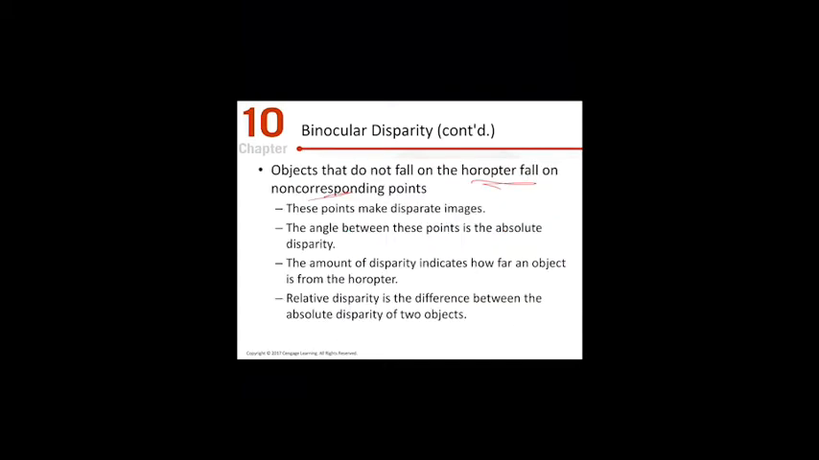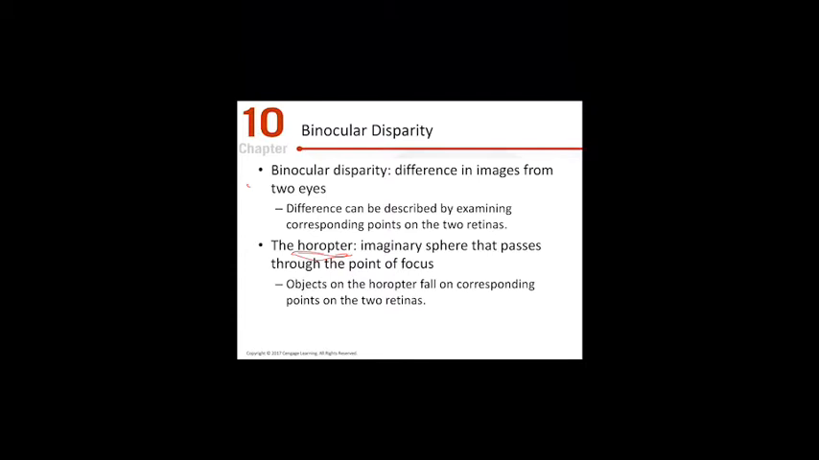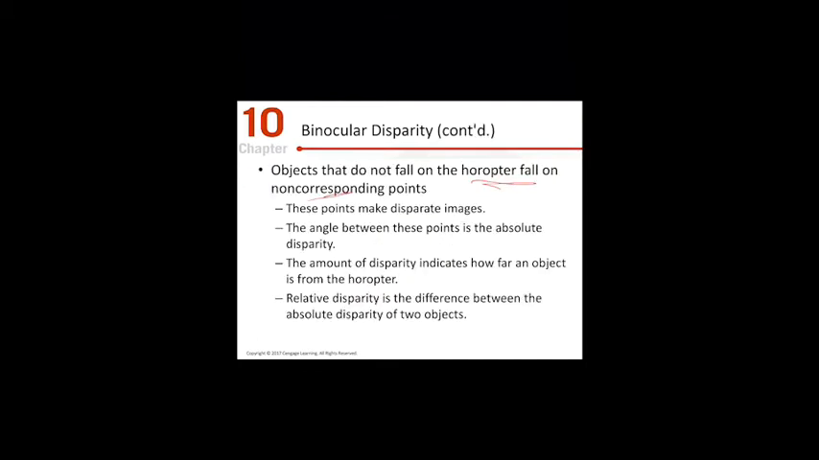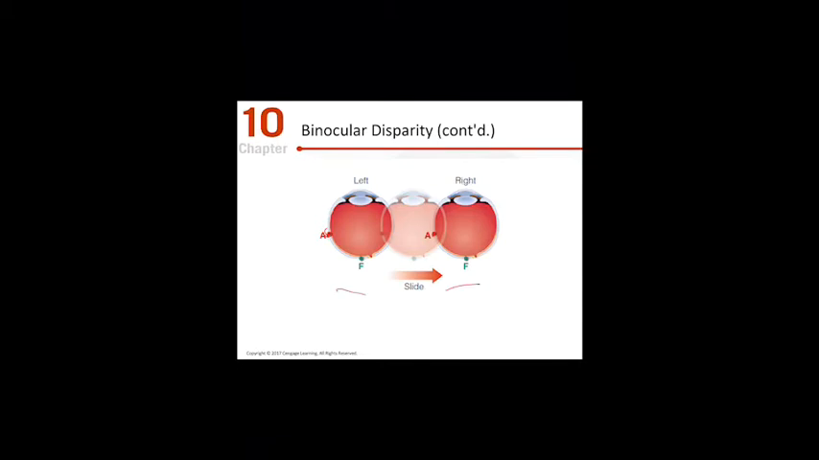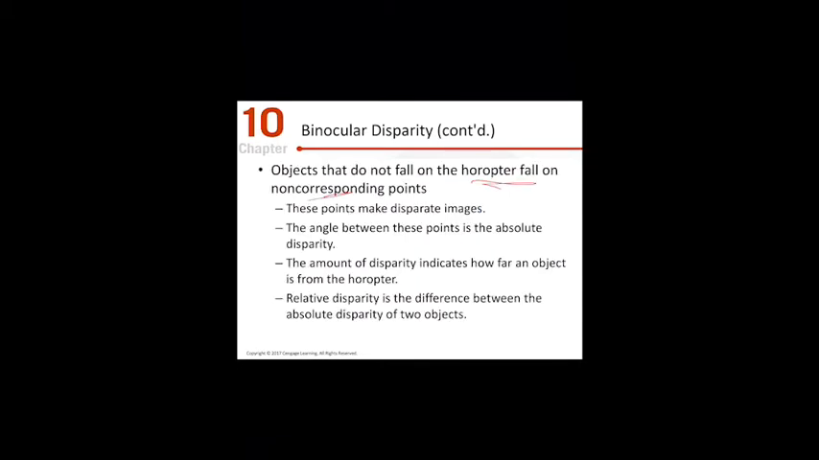So what you really need to know is the idea behind binocular disparity: that these are the differences in the images and the slight differences between the eyes, but we explain this by talking about how it corresponds on the two retinas. And if we were to slide the retinas on each other, we can actually see that these are corresponding points.